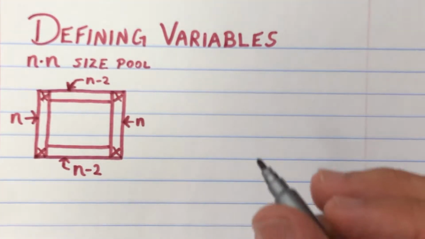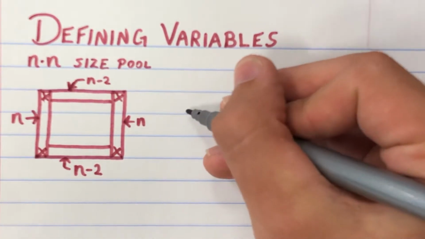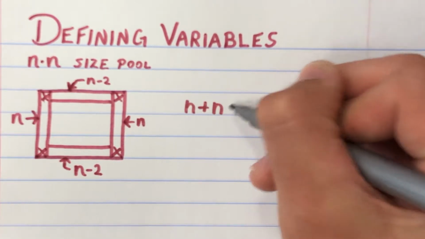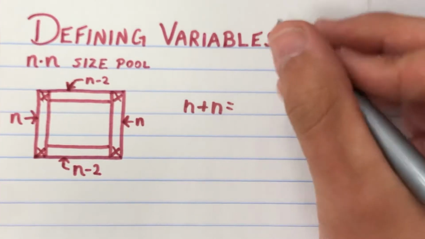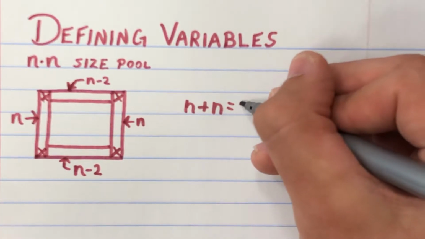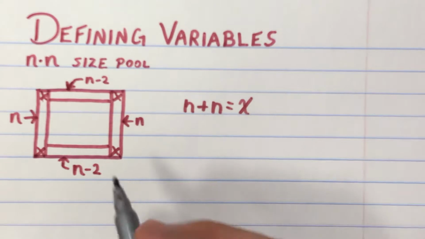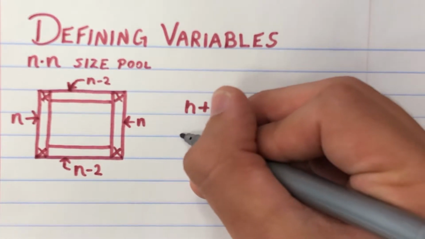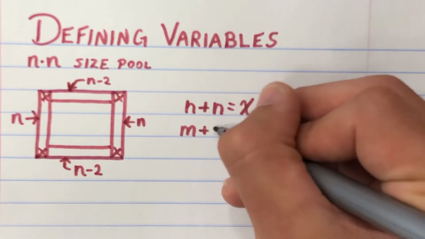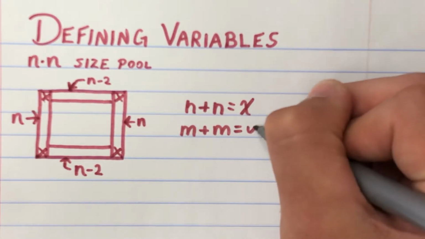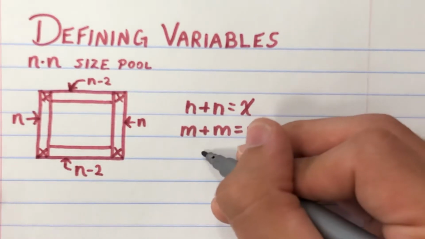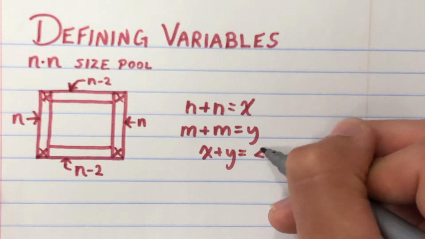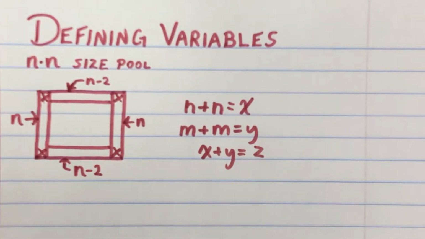But some of y'all decided to do this, where you would say, okay, well, I'm going to do n plus n, and that equals, we'll say x. And then I'm going to do n minus 2 and n minus 2, and I'm going to call that m, all right? So m plus m, and that's going to be y. And then I'm going to do x plus y, and that's going to be my answer. So we'll just call that z, all right? And that's all well and good.